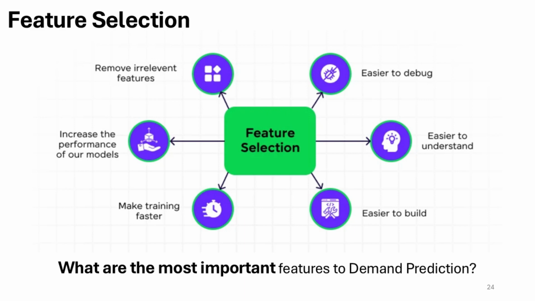The fundamental question we must answer is, what are the most important features to demand prediction? Is it the advertising spend? Is it a competitor's price drop? In our next section, we will use Random Forest's internal feature importance metrics to rank our variables, ensuring that our optimization engine is built on the strongest possible foundation.